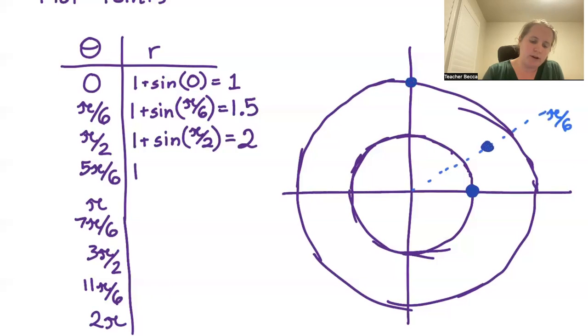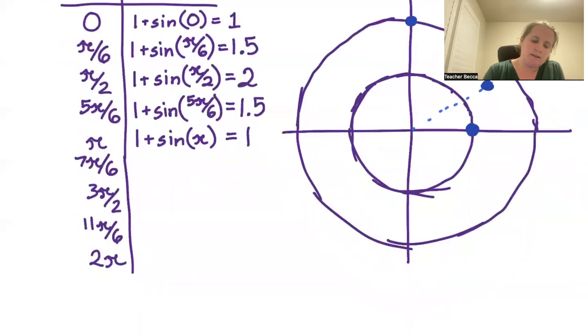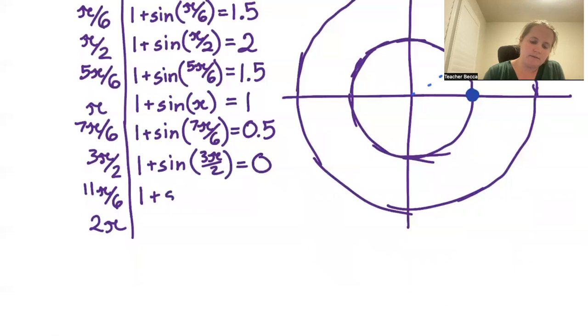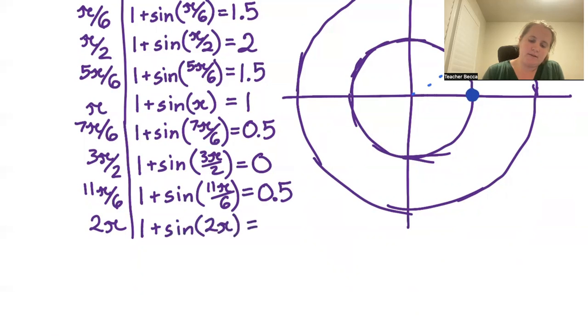If we continue working our way through, at 5π/6, sine is again 1/2, and so we would get 1.5. At π, sine is 0, so we just get 1. At 7π/6, sine is negative 1/2, so we would have 0.5 as our radius. At 3π/2, sine is -1, so we get 0. At 11π/6, we will be looking at, again, -1/2 for our sine, and so we wind up with 0.5. And at 2π, sine is back to 0, so we're back to 1.